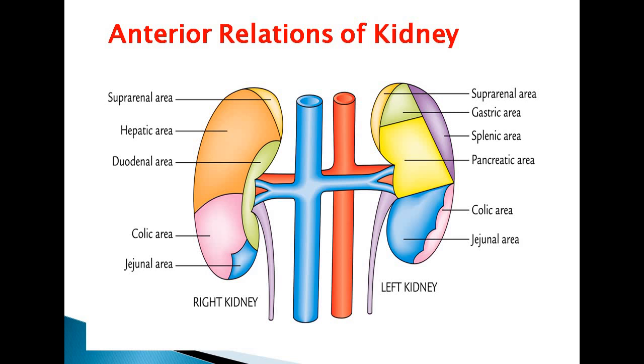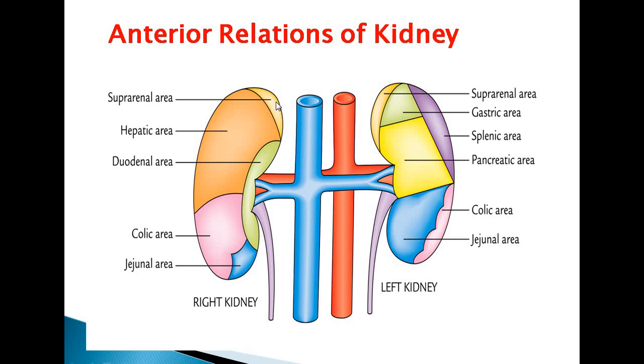Next, we will see the anterior relations of the kidney. So these are the pair of kidneys on the right side and on the left side. We will see what are the anterior relations of the kidney. As all of you know, the kidneys are retroperitoneal organs, that means they are located behind the peritoneum. So a few areas of the kidney are only covered by the peritoneum. We will see in detail what are those areas that are covered by peritoneum and that are not covered by the peritoneum. The anterior relations of the kidney.